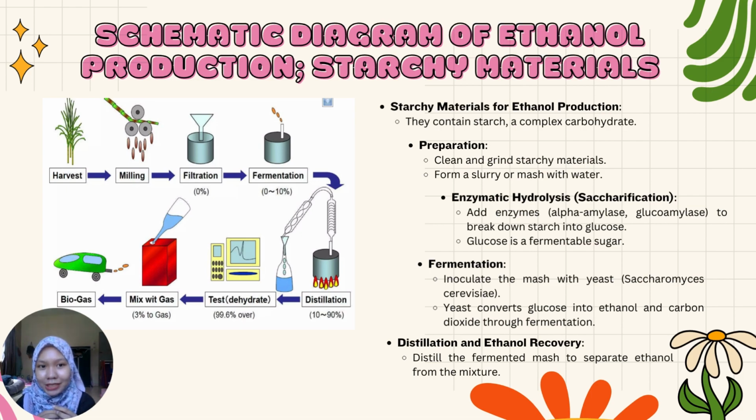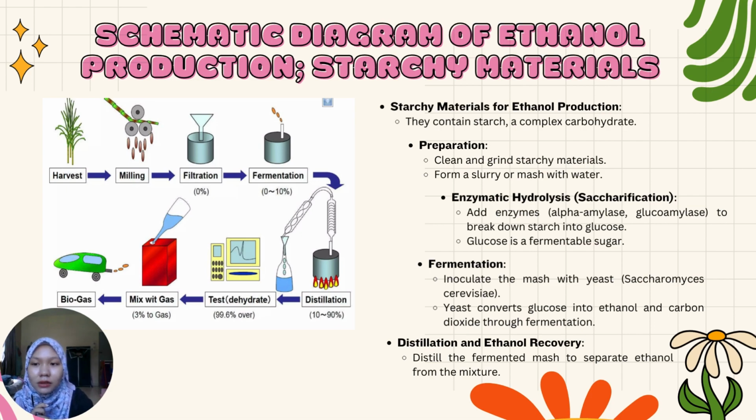Ethanol production from starchy materials. Starchy materials such as corn, wheat, potatoes, and cassava are commonly used as feedstock for ethanol production. These materials contain complex carbohydrates in the form of starch, which consists of long chains of glucose molecules. Starchy materials are first cleaned and ground to increase surface area and facilitate the hydrolysis process. The ground material is then mixed with water to form a slurry or mash, which is suitable for enzymatic hydrolysis.